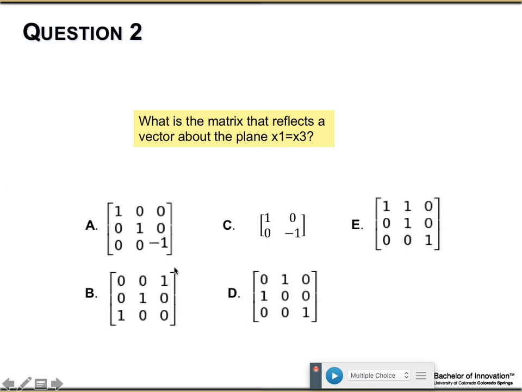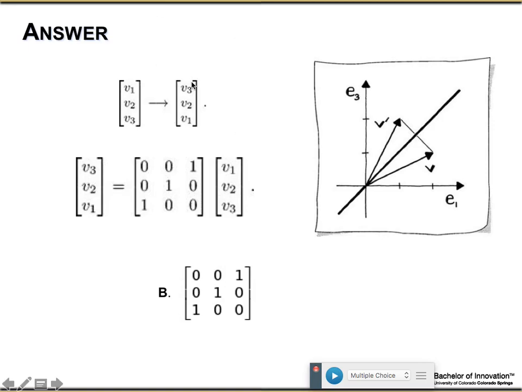So if I look at what is, then I just have to say, well, I want to swap x1 and x3, right? And the matrix to do that: I want x1 to go to x3, so I make 0, 0, 1 for its vector. The middle vector doesn't change, and then the last vector I want to take x3 to x1, so I put it there. Right? So that gives us the answer of B.